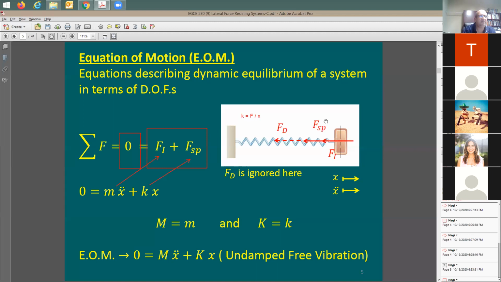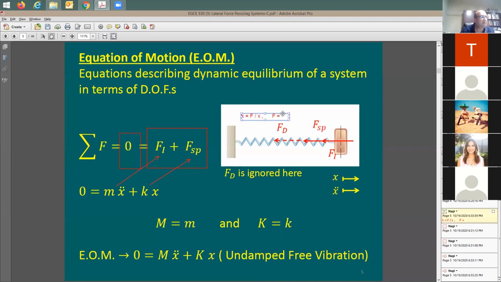And what is the stiffness here? Again, it's the force per unit displacement. Now try to find the force. The force is going to be equal to what, based on this equation? This force is going to be equal to K times x. This is exactly what we have here in this equation. So this is the inertia force, and this is the spring force.